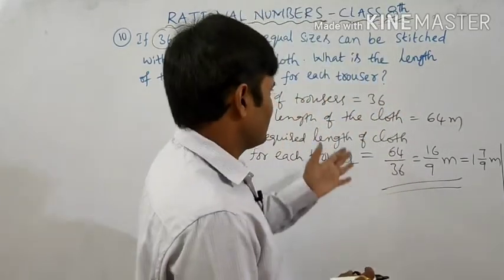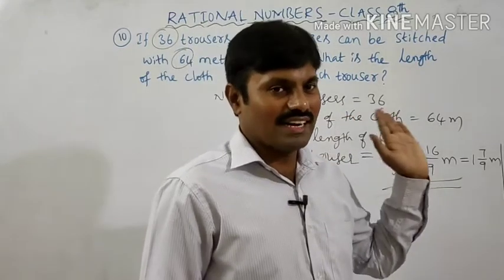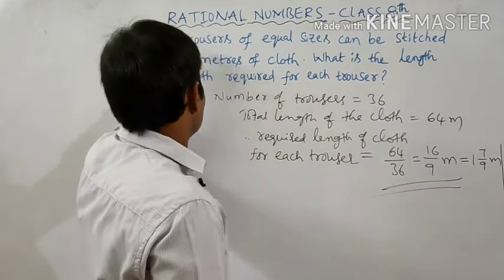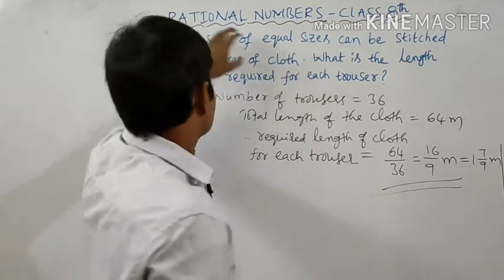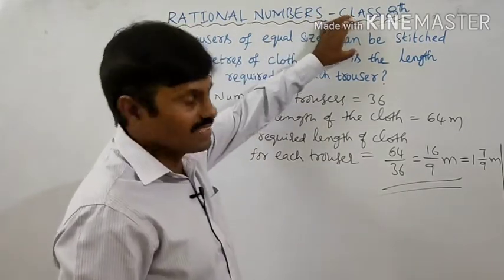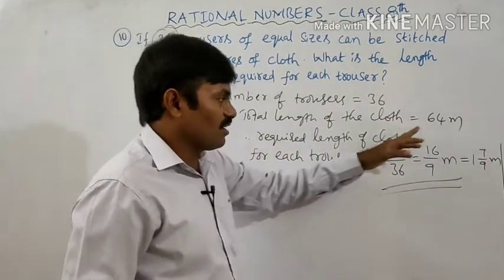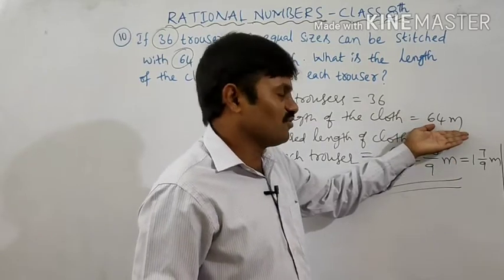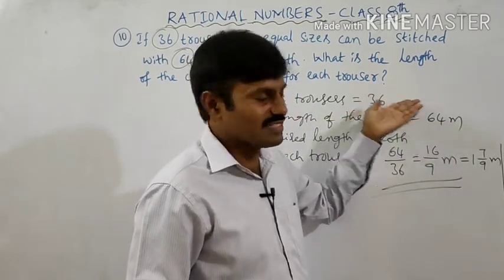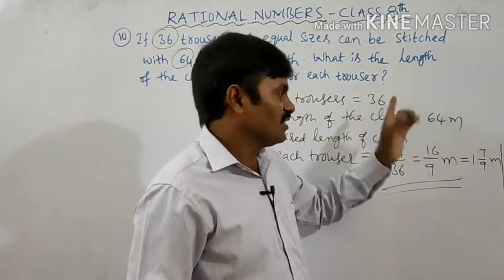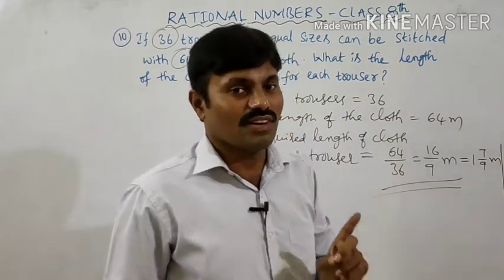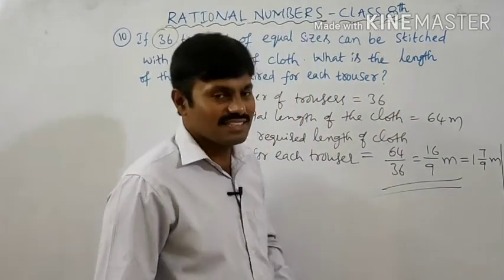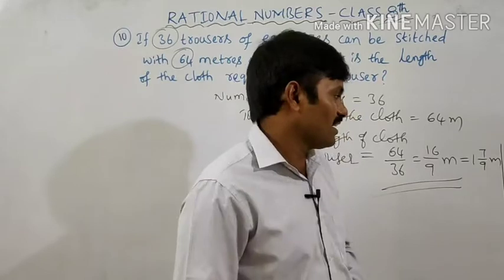Simple technique: we can apply the unitary method. Unitary method means for 1 unit how much we want. They have given 64 meters of cloth, and 36 trousers of equal sizes are stitched. Now for one trouser, you have to divide 64 meters by 36 parts. Then we get how much cloth we have used for one trouser. So the final answer is 16 by 9 meters or 1 7 by 9 meters.